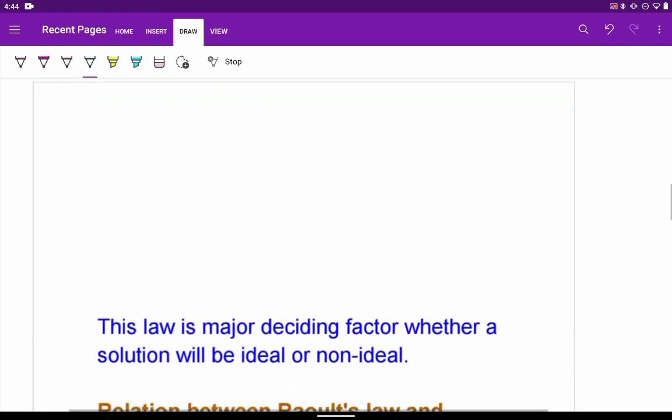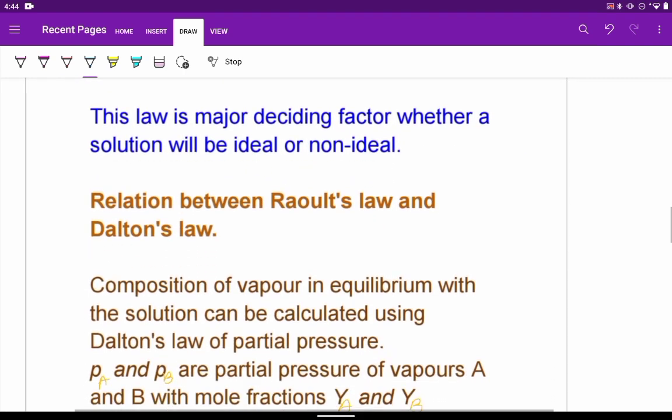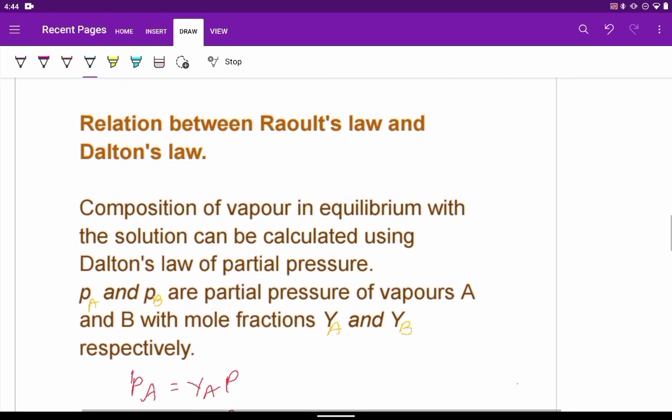At the same time, we can have a relationship between Raoult's law and Dalton's law. Now, using Dalton's law of partial pressure, we can calculate the composition of vapor in equilibrium with the solution. See, there will be an equilibrium between vapor and the solution. So, the composition of vapor which is in equilibrium with the solution can be calculated applying Dalton's law of partial pressure.